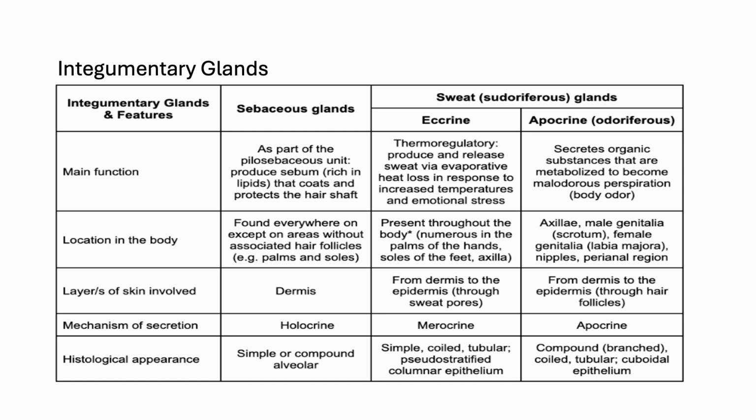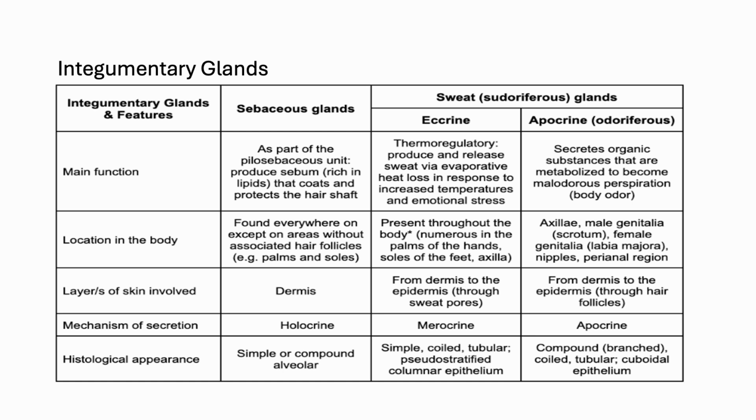They are located in the dermis. The mechanism of secretion is holocrine. Remember, we discussed glandular epithelium and the methods of secretion. So this one is holocrine. And the histological appearance of these sebaceous glands is simple and compound alveolar, as we discussed with glandular epithelia. You can refer to the notes if you've forgotten.